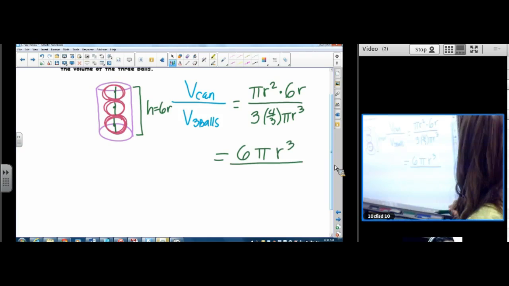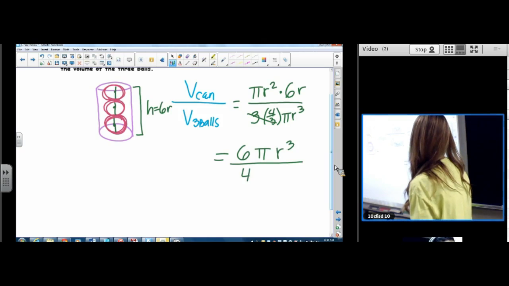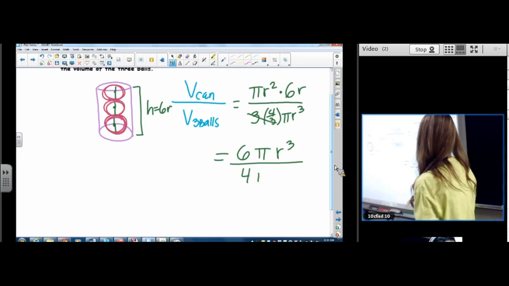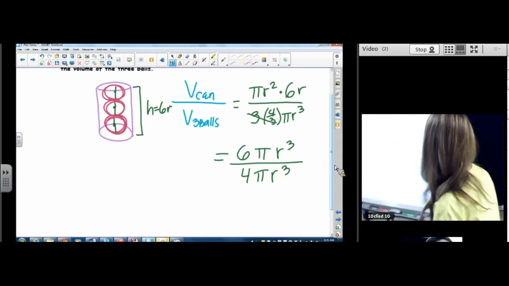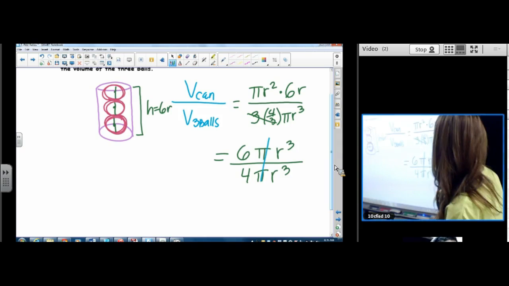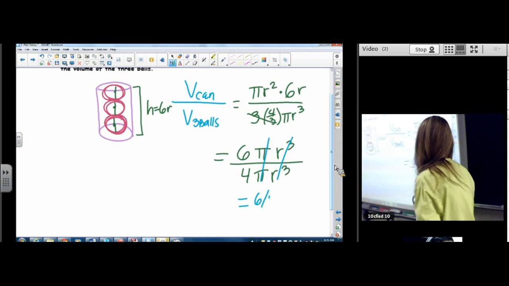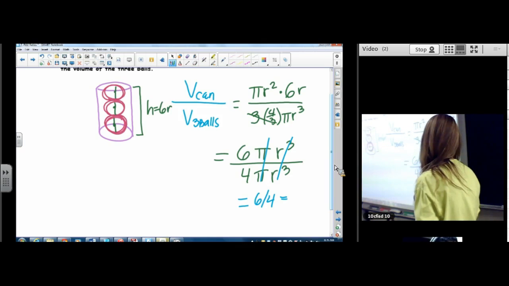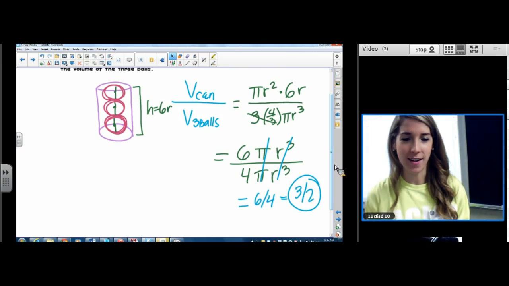So that's the numerator. In the denominator, the 3's cancel, so we have 4, then we have pi, then we have R cubed. Look at what happens, guys. This problem's so fun. Pi's are gone, the R cubes are gone, and we're left with 6 over 4, which is 3 halves. All that work and we came up with one final answer. The ratio is 3 to 2. Cool, huh? It got so beautiful so fast.